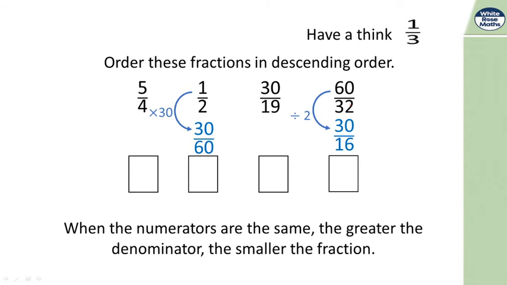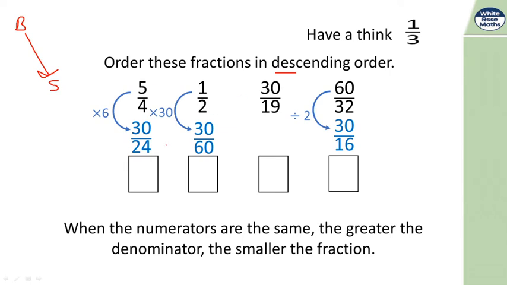5 times what is 30? 5 times 6. Whatever you do to the top, you do to the bottom. 4 times 6 is 24. So now we can compare them because the numerators are all the same. Remember, we're doing descending, so we need to go from biggest, and we put a B for biggest, to S, which is smallest, biggest to smallest.